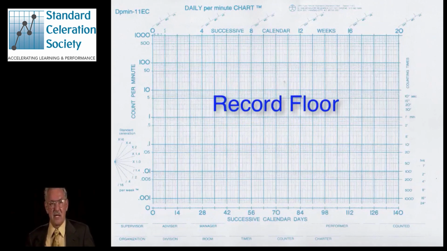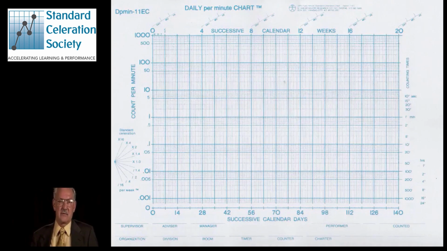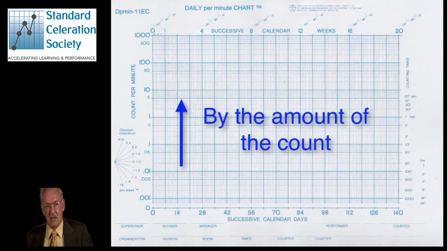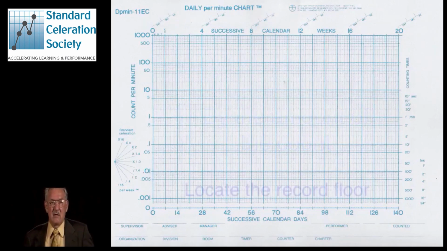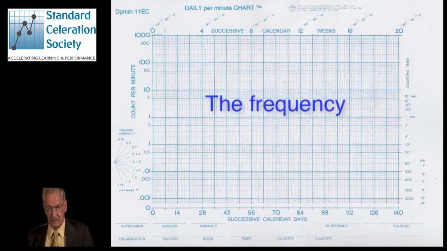So if we have located the record floor on the chart, all we need to do now to find the frequency is multiply, go up the chart, by the amount that the count is, and put the dot where it goes. So in other words, if we have located the record floor, we move up by the amount of the count from that floor, and as we get to that point, we have located the frequency. We have multiplied, in other words, 1 over time by count. Okay?